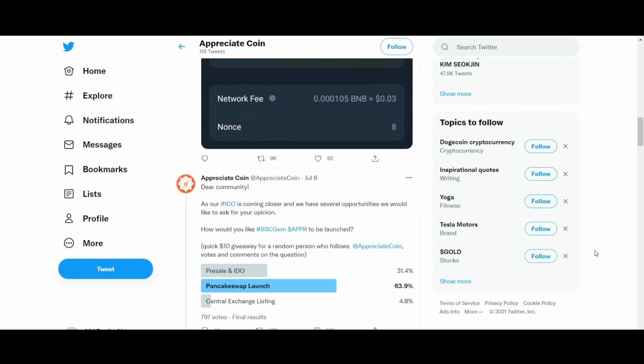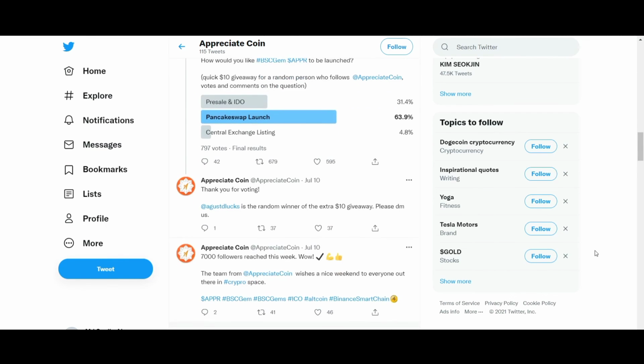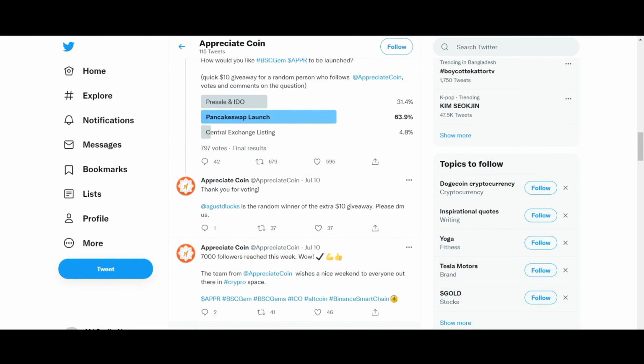Believe that the coin appreciation project is a flagship project for the future. So why are you still waiting for? The lifetime opportunity is in front of yourself. Get rest and bounce back in your life.